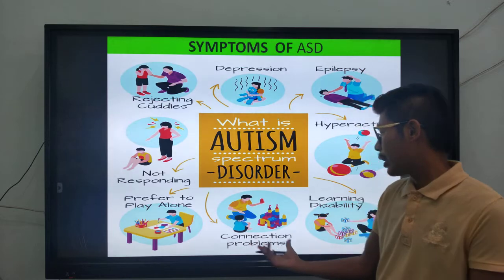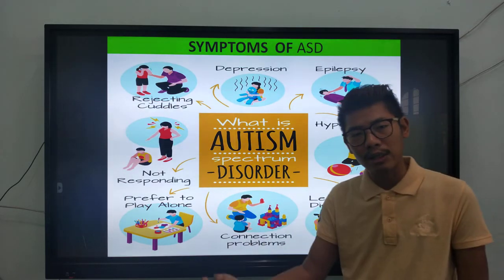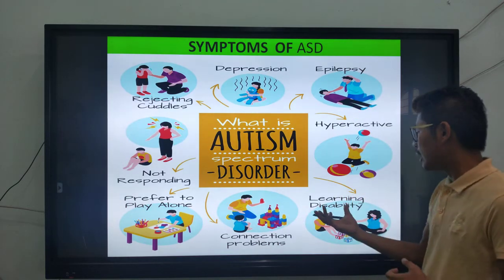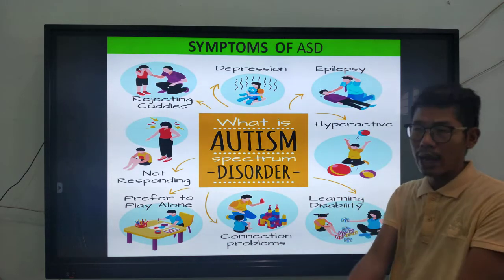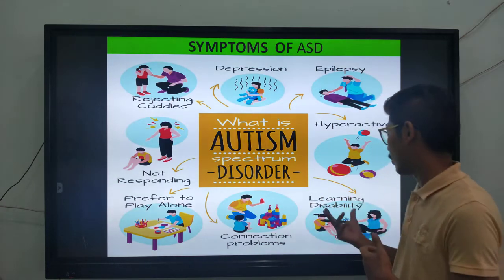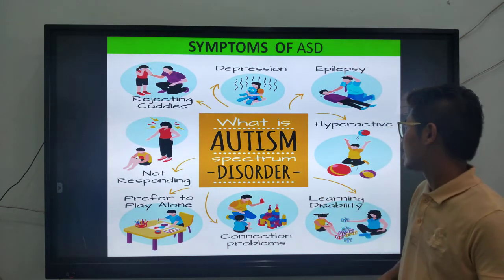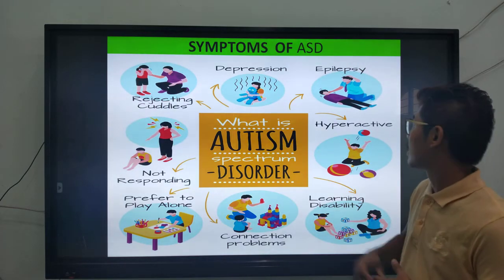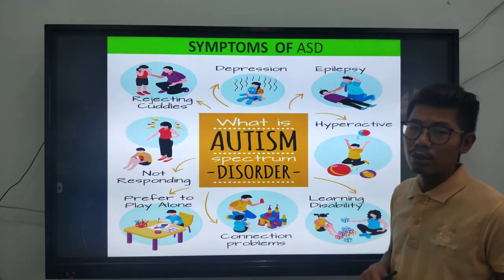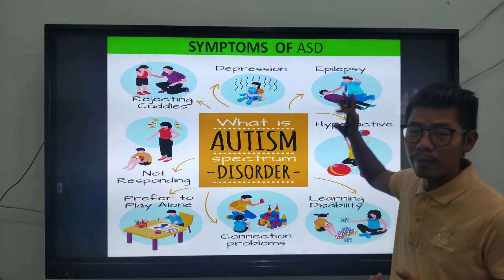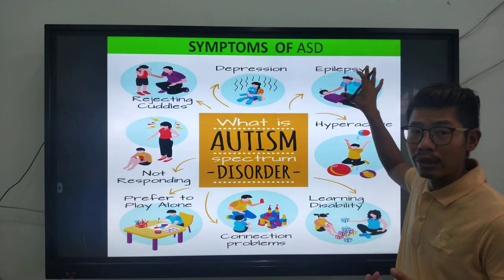Then there are connection problems. If they have some kind of task, they are not able to connect things properly. There may also be a learning disability: you tell them something and they are not able to receive the information properly. Then they are hyperactive all the time. Then epilepsy, which means a person who faints almost all the time. This kind of person may also show epilepsy problems.